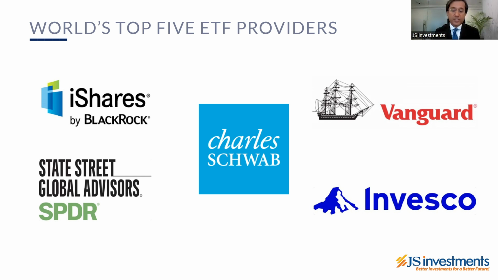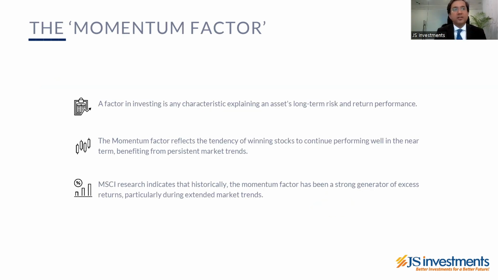BlackRock and Vanguard each manage over $2.5 trillion in ETF assets. Likewise, State Street is another big name, and it manages over $1 trillion. Invesco manages over $500 billion, and Charles Schwab, another big name, manages almost close to $300 billion in ETF assets. All right, let's now discuss what the momentum factor is.